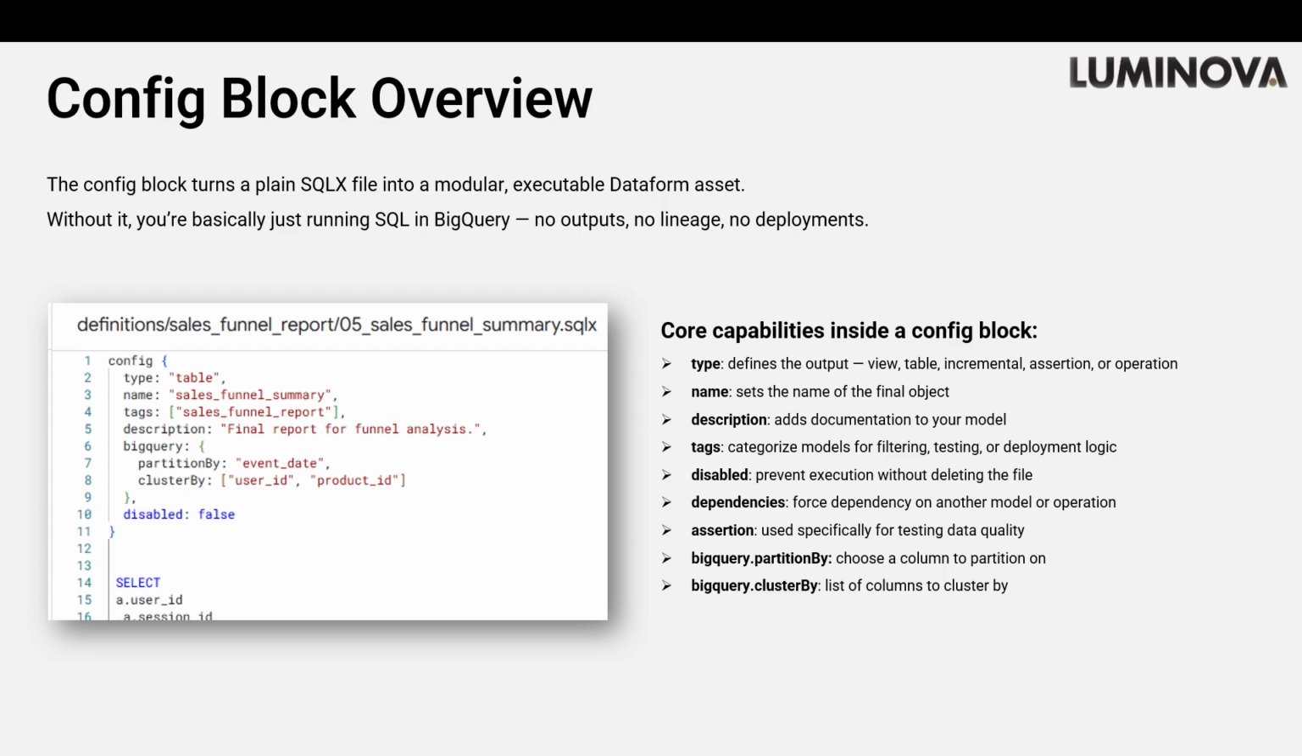You'll use it to set things like model type, tags, descriptions, and optional settings like clustering or partitioning. For BigQuery-specific logic, you nest options inside a BigQuery block, like partition by or cluster by. You don't have to memorize every key right now. Just know the config block is required, and it controls everything that makes a model deployable.